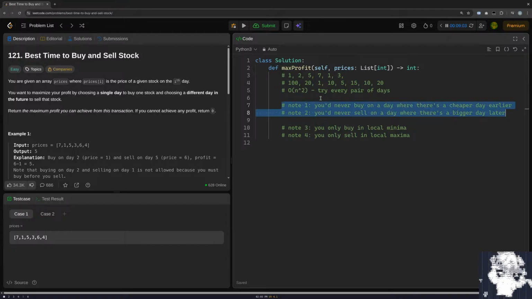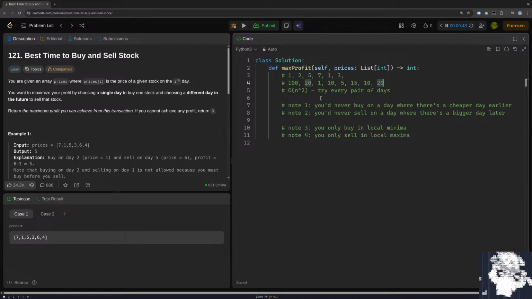Trying to think of how to apply these notes to a 2-pointer answer. You never buy on a day where there's a cheaper day earlier. So actually maybe my buy starts on the right side. No, because once the 2 pointers intersect, I have to stop. That's what I'm thinking at least, but I wouldn't be stopping otherwise.